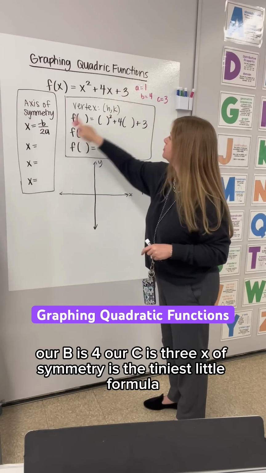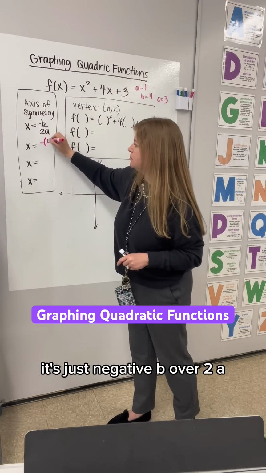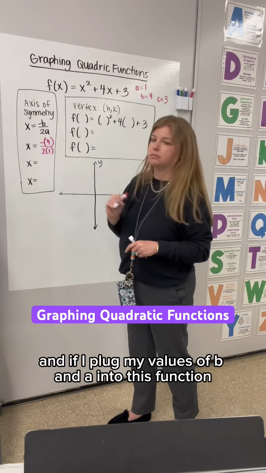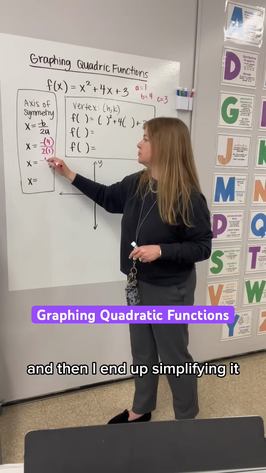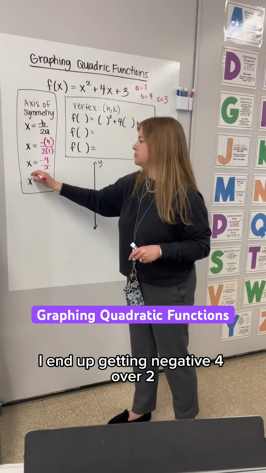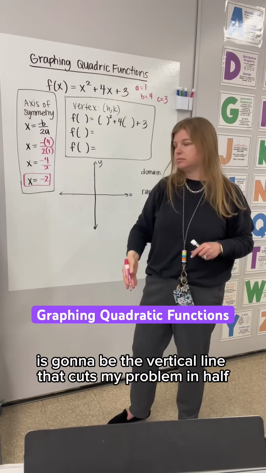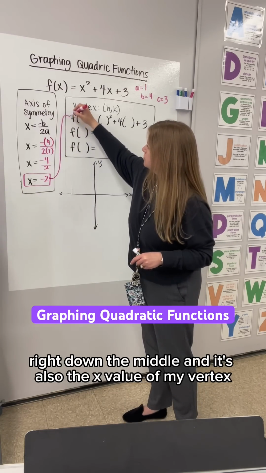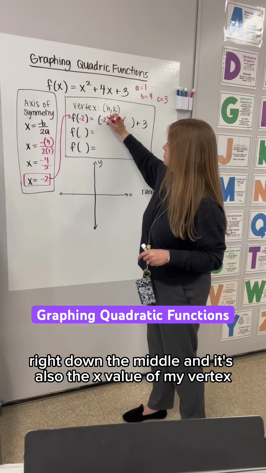Axis of symmetry is the tiniest little formula. It's just negative b over 2a. And if I plug my values of b and a into this function, and then I end up simplifying it, I end up getting negative 4 over 2, which is negative 2. Negative 2 is going to be the vertical line that cuts my parabola in half right down the middle. And it's also the x value of my vertex.